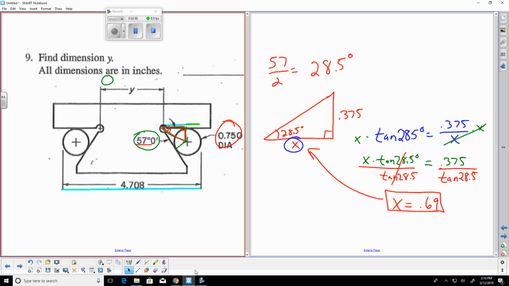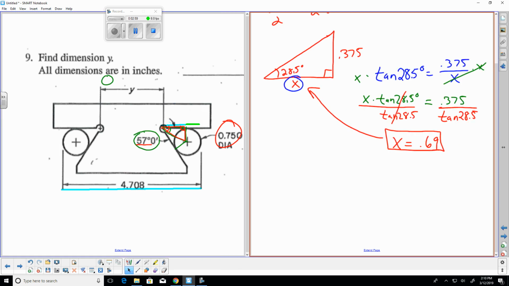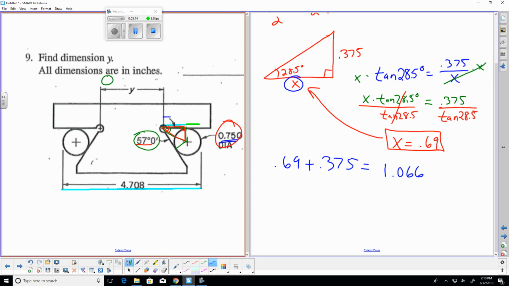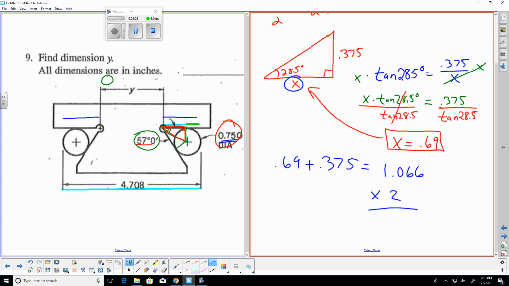So I'm just going to add the radius to this guy. So I'm going to go 0.69 plus that radius, half of this again, which is 0.375. And that's going to give me 1.066, and that's rounded. Now, that will give me this part right here. And this part right here should be the same. So I'm going to times that by 2, and I'll have my two blue sections, which is great. So times it by 2, that's going to give you 2.131, and that's rounded as well.